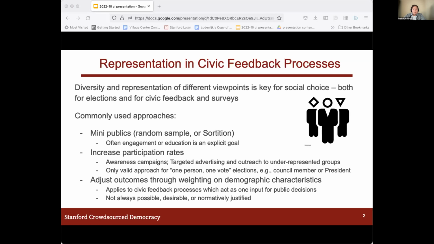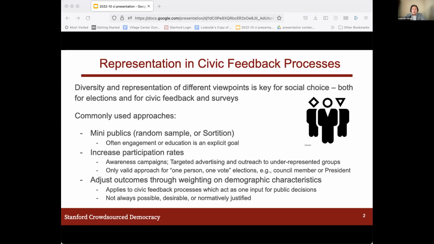There's a few different approaches that are commonly used in this space. For example, you could have a mini public where you use sortition to arrive at a random sample that is explicitly invited to participate in that exercise. It's very helpful if you want a representative sample, but the downside is that engagement and educational understanding of what the survey is all about is often an explicit goal of organizations to run a participatory process in the first place.